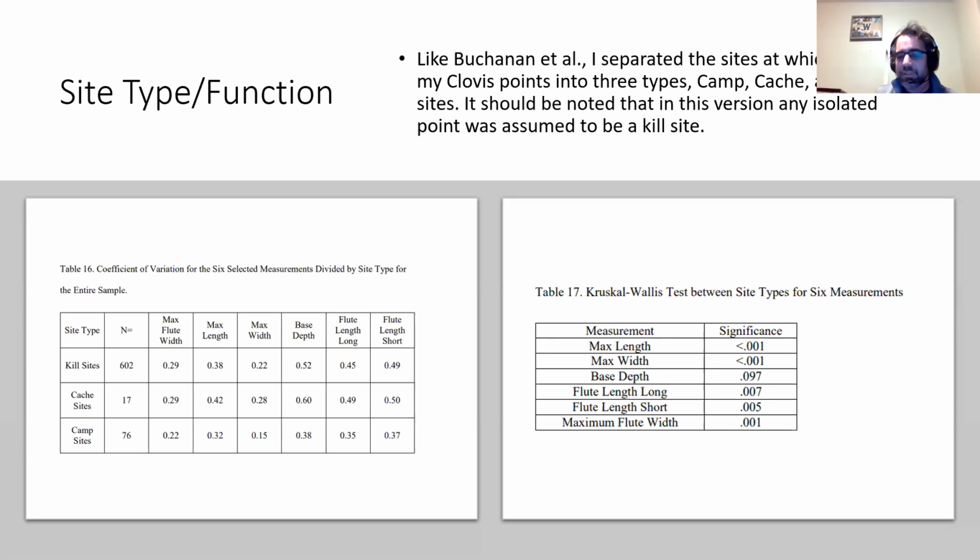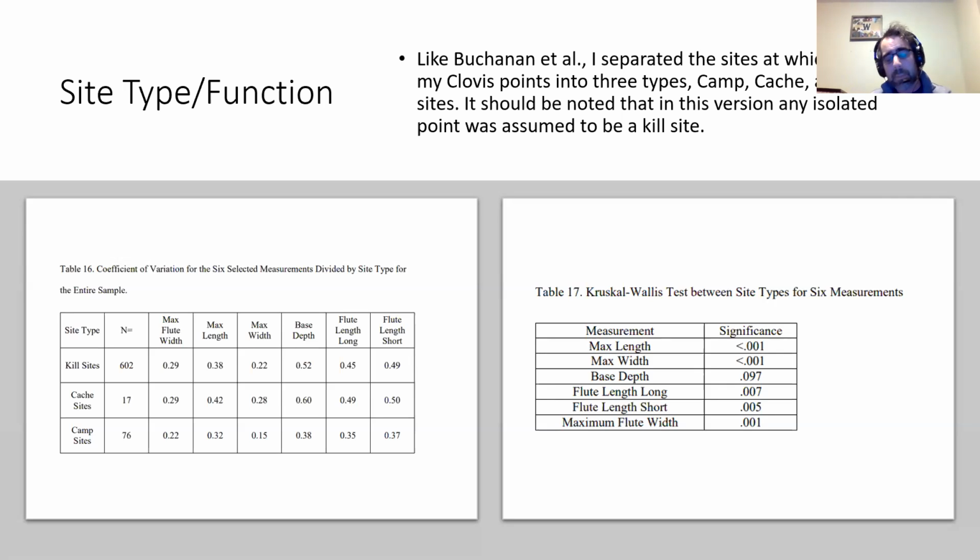Base depth is different at the 0.1 level, right? But it's not as different. The base depth isn't as variable between site types as the other measurements, but everything else is highly variable. So you have to take into account site type when you're doing these pan-regional studies.